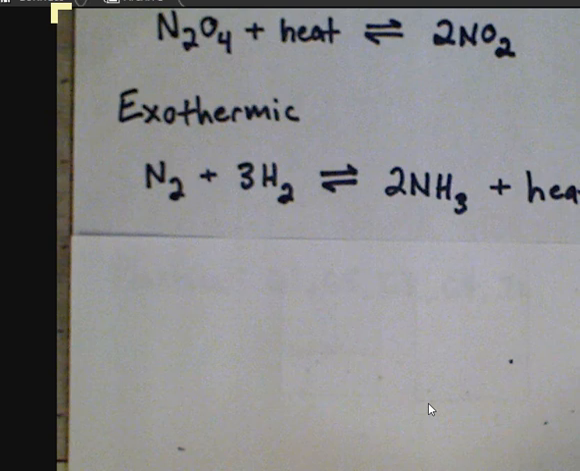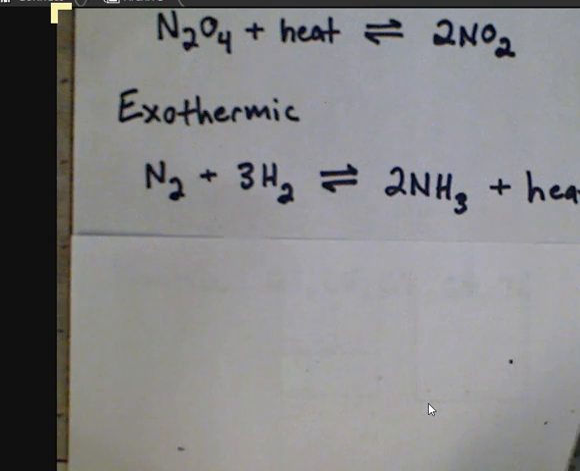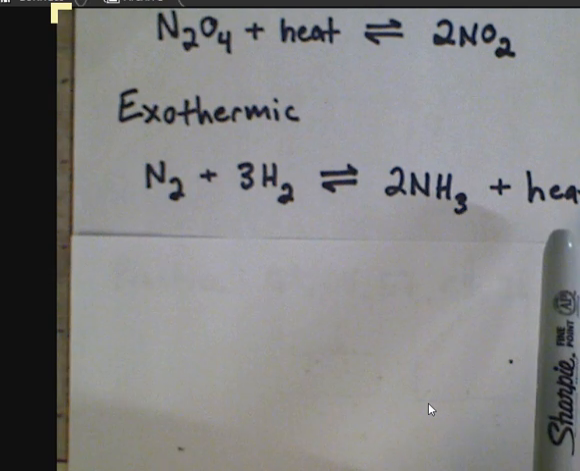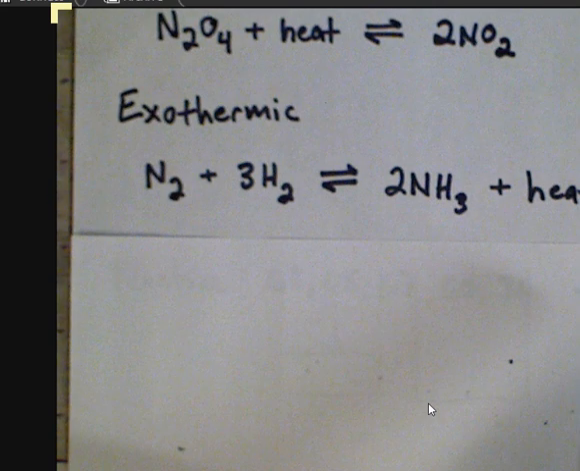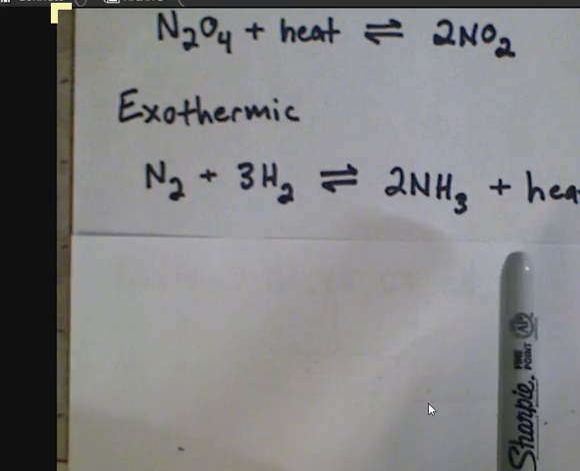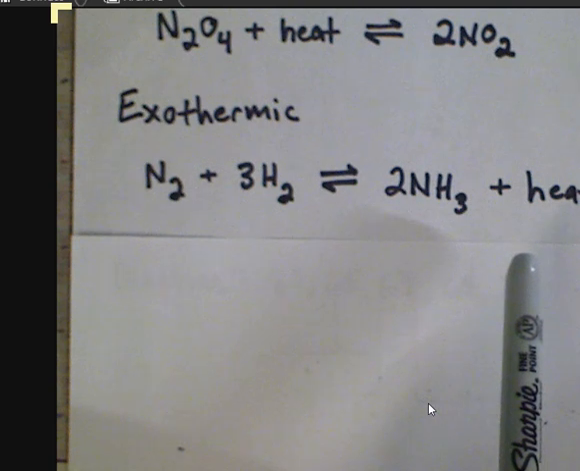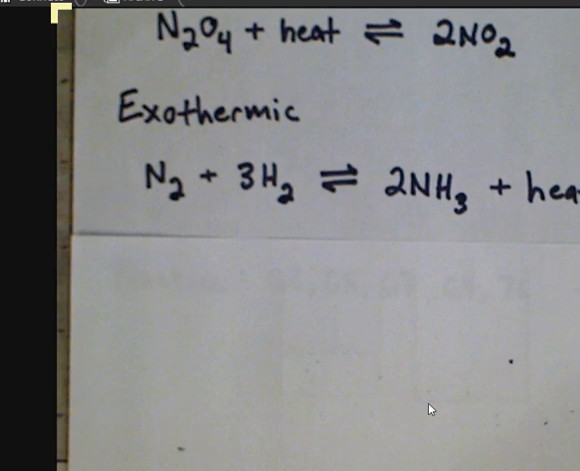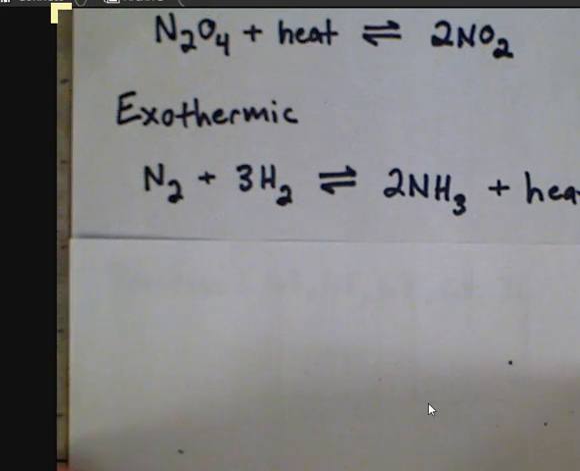At the same time, if you were to cool down this reaction, take away heat from the right side, you're removing something from this side, so now in order to compensate, the reaction has to shift to the right. So that's the idea of how temperature can affect equilibrium.